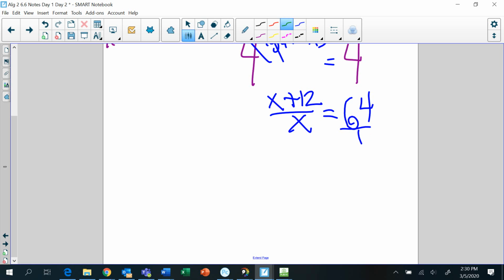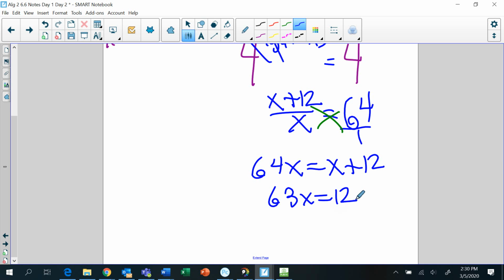So I will get 64x equals x plus 12. I'm going to make that 63x equals 12, divide by 63, and I get x equals 12 over 63. Because I subtract 1 from 64 to get 63. Okay, and then I need to plug that back in and make sure I don't get 0, make sure I don't get a negative number, which I'm not going to.